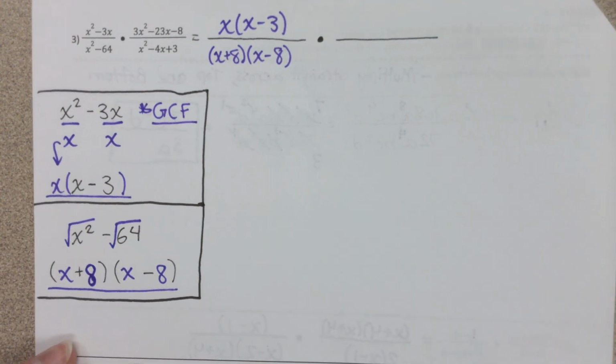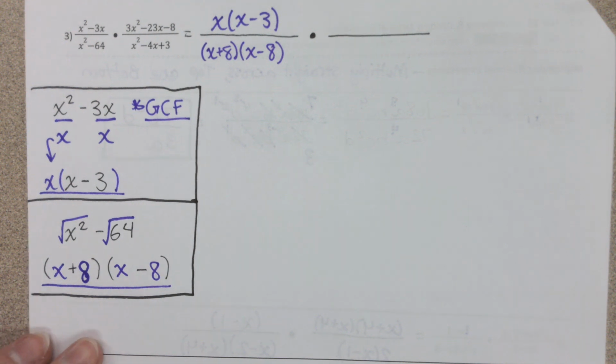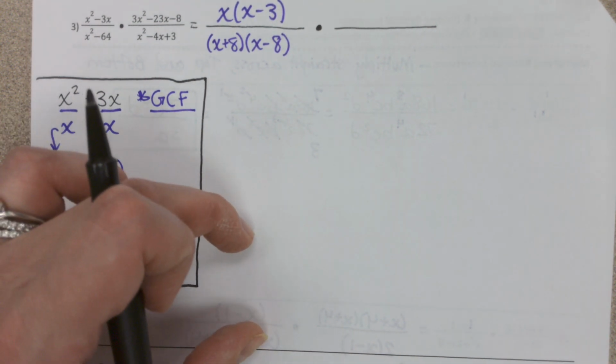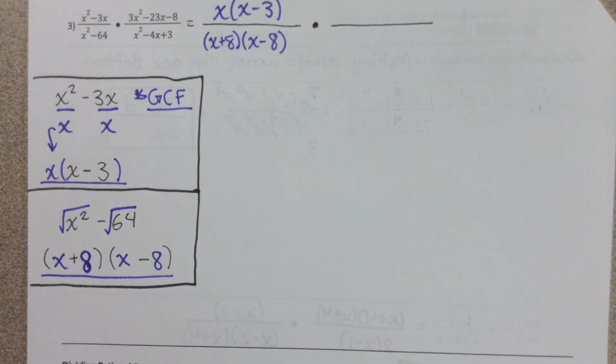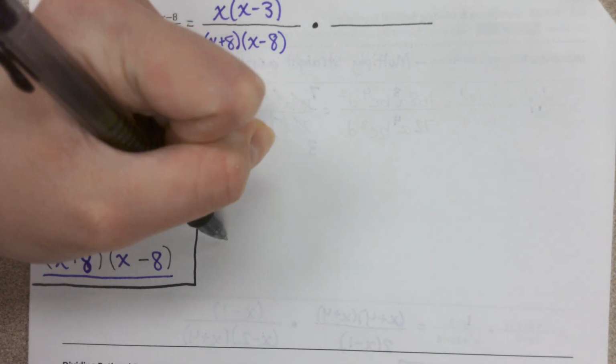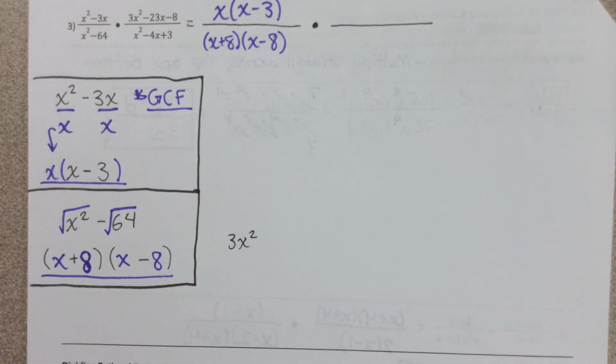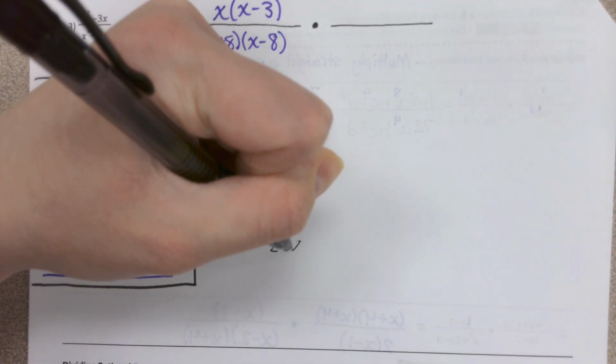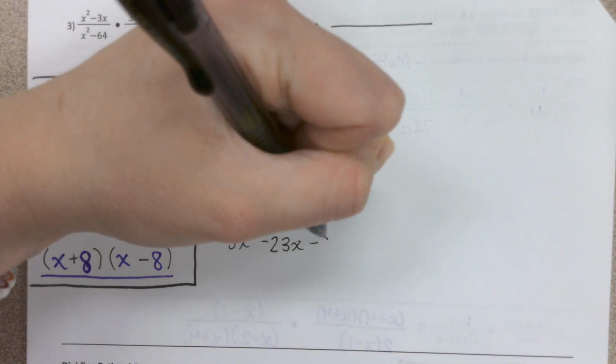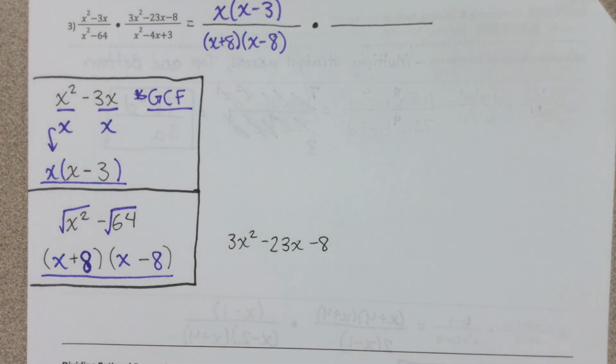Two more, both trinomials. And that's going to take more space than this little gap will provide, so I'm going to start over here. Next, we have 3x squared minus 23x minus 8. First, look for a GCF, especially since that front number is not 1.